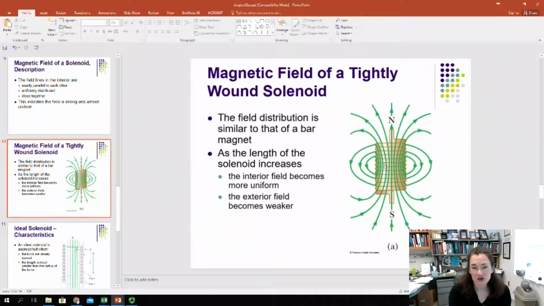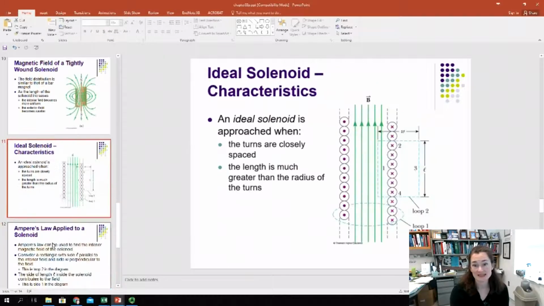Now, if you increase the length of the solenoid, then the interior field becomes more and more uniform, and the exterior field becomes weaker and weaker. Eventually you approach the characteristics of what we call an ideal solenoid. So this is when the turns are super closely spaced, and the length is much larger than the radius, okay? So then you get the scenario that's shown here.